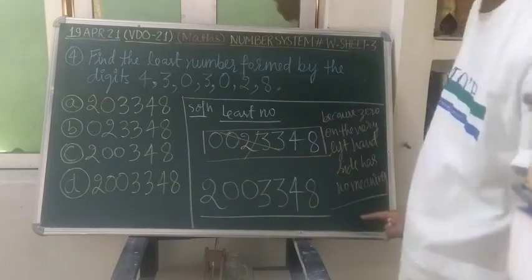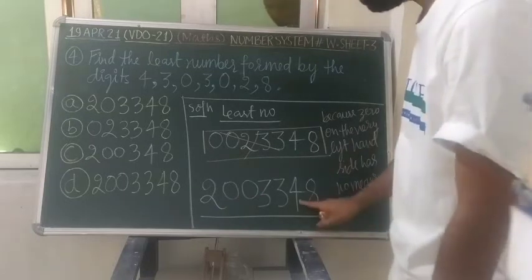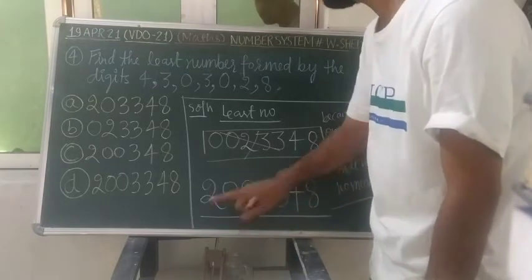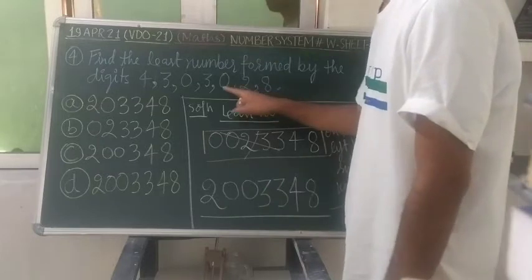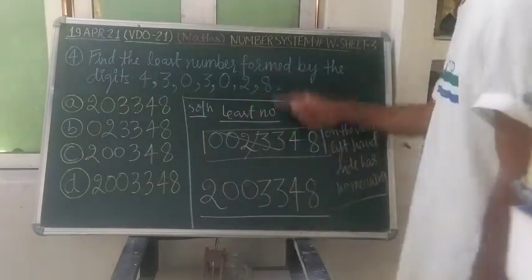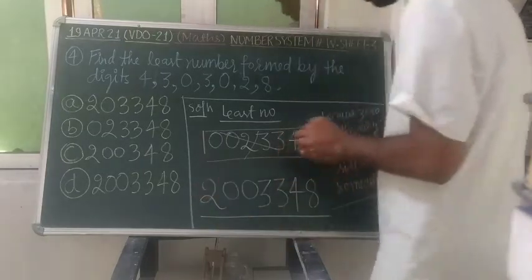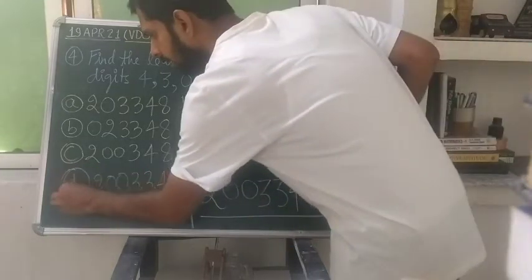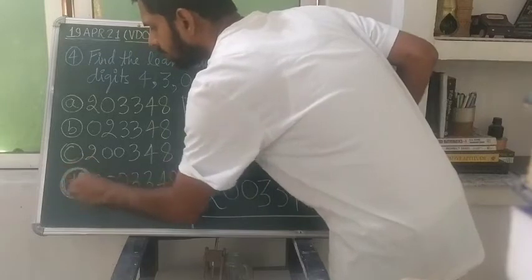Which one is matching with it? There are 1, 2, 3, 4, 5, 6, 7 digits here. 1, 2, 3, 4, 5, 6, 7. You should cross-check in this way. Okay, so I think D1 is matching with it, and D1 will be our answer.